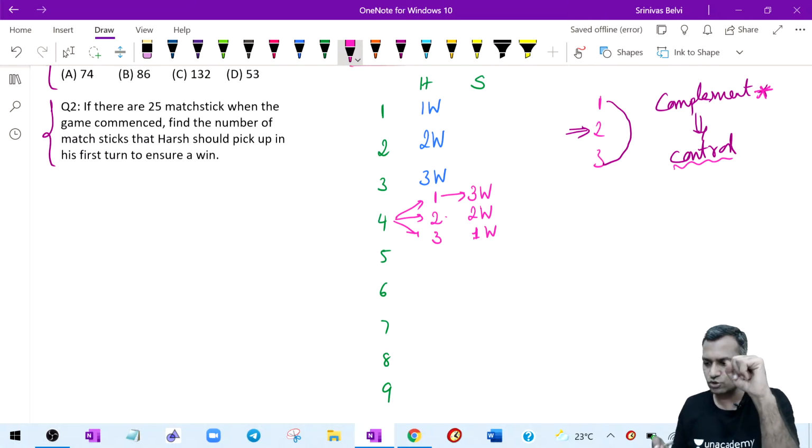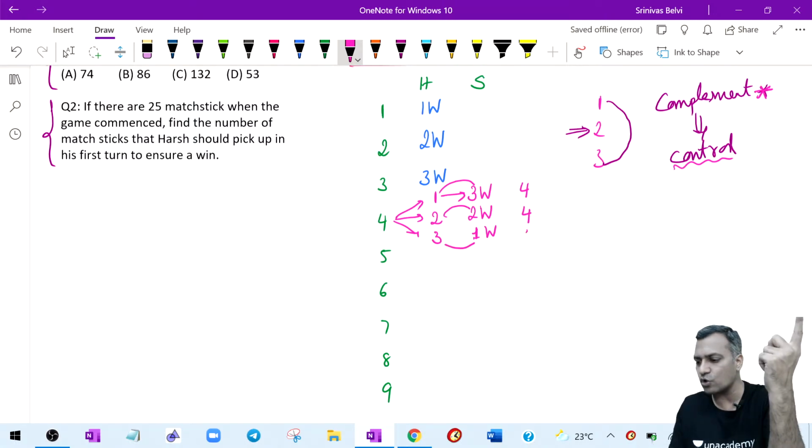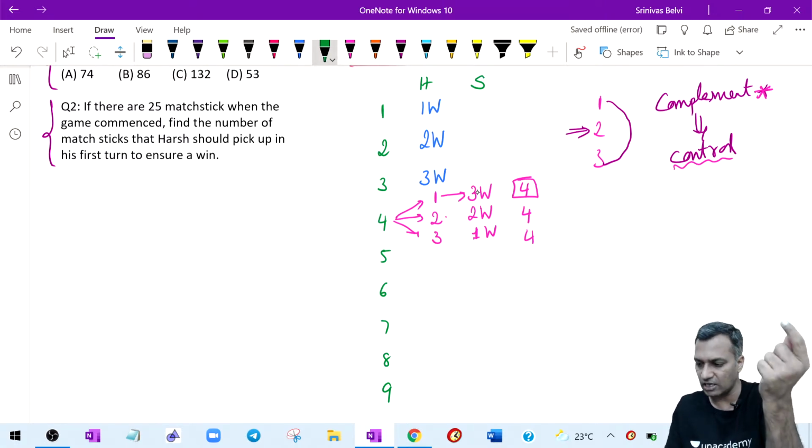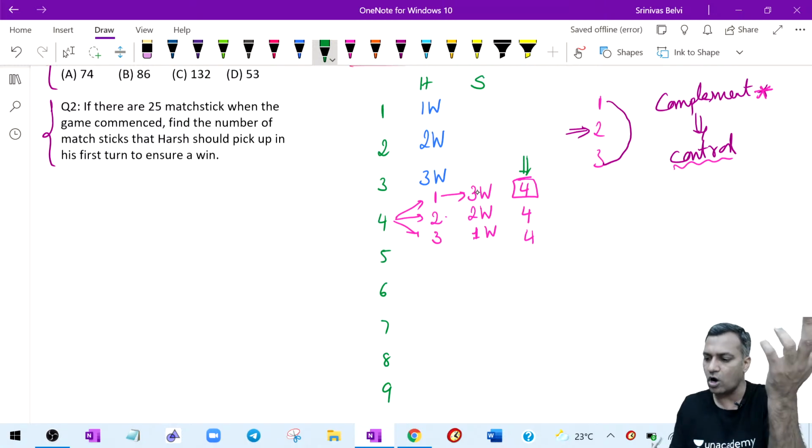Okay, therefore, what is the control number? 1 plus 3 together, 4 is the control number. 2 plus 2 together, 4 is the control number. Complement of 3, that's 4's complement. I'm talking about 4's complement. If the complements don't exist, then the control does not exist. The control number is 4. Therefore, the complements are there.